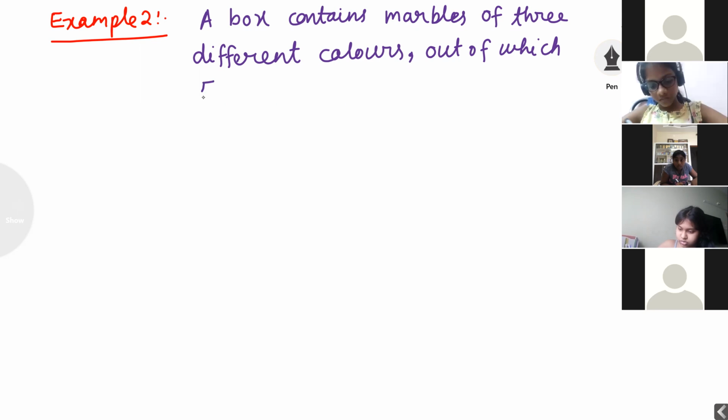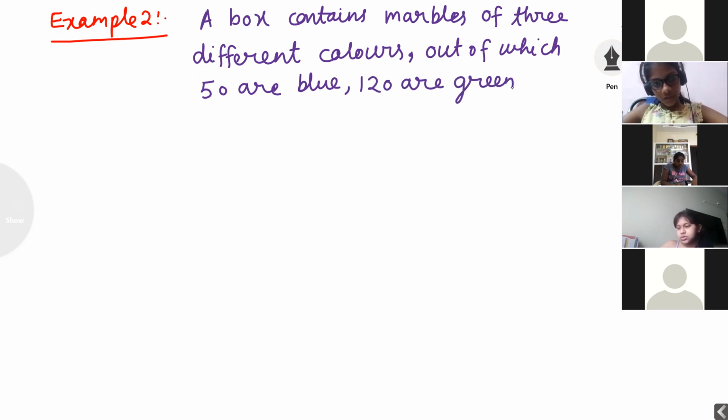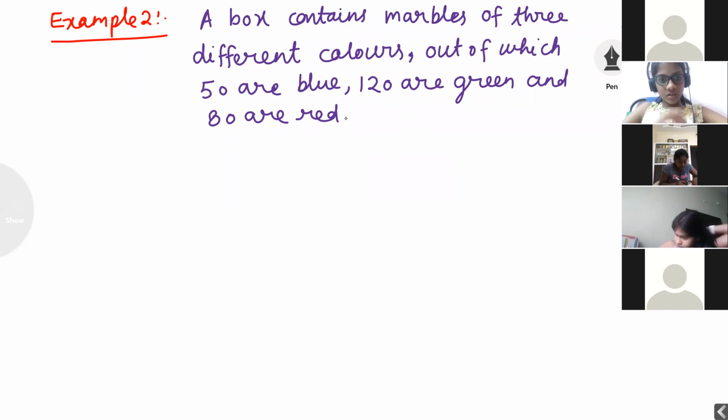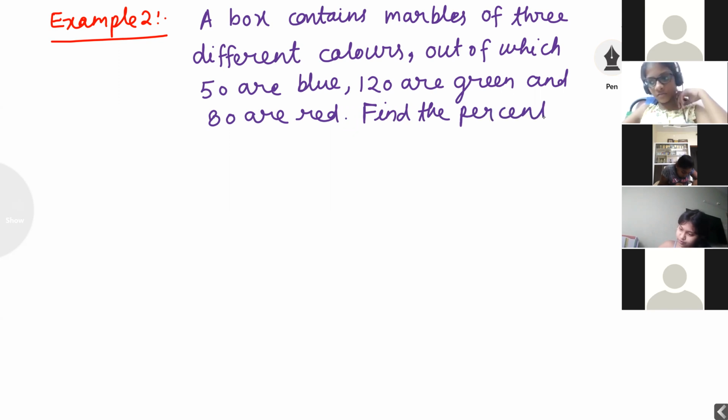A box contains marbles of three different colors, out of which 50 are blue, 120 are green, and 80 are red. Find the percentage of blue marbles. Very interesting question.